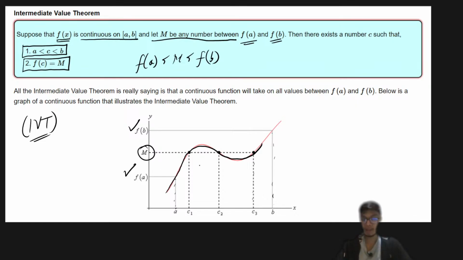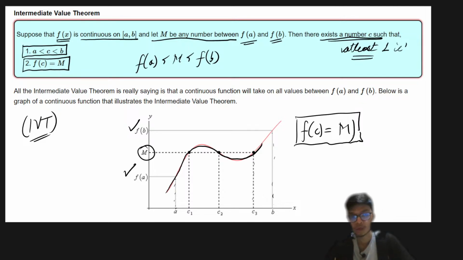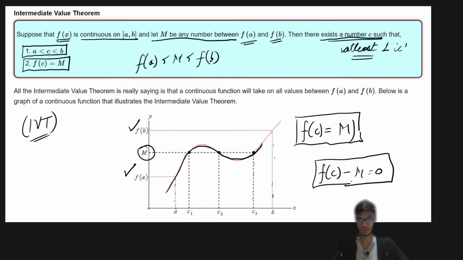So it will be very much possible that there exists at least one c for which I will have f of c equal to the value m. Now this is very, very important, because sometimes questions will come up like: find the roots of that particular equation, given as f of c minus m is equal to 0. So we can say that there will be at least one root in this kind of question. That is very obvious.